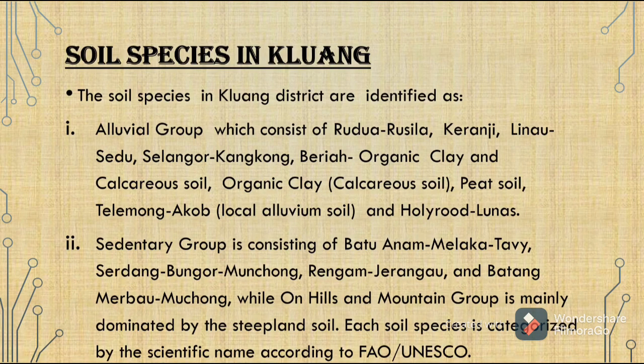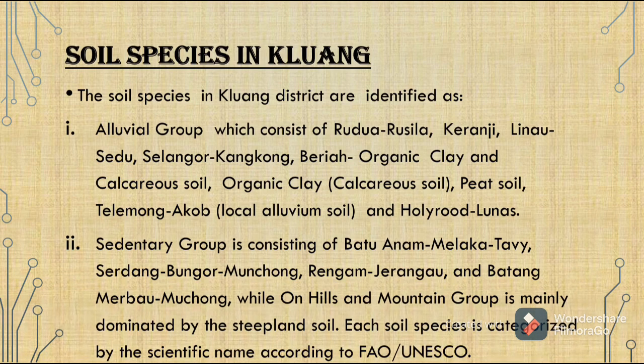Okay, now I'm going to explain the soil species in Kluang. The soil species in Kluang district are identified as, first, the alluvial group, which consists of Rudua, Rusila, Keranji, Linau, Sedu, Selangor-Kangkung, Beriah organic clay, and calcareous soil. Organic clay, peat soil, Telemong-Akob, which is a local alluvium soil, and Holyrood-Lunas.